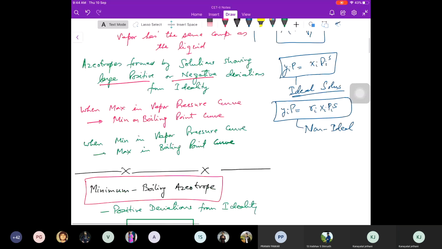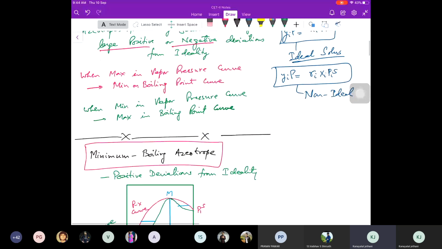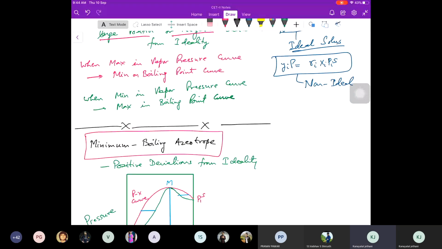So azeotropes are formed by solutions having large positive or negative deviation from ideal. It could be positive or negative, doesn't matter. But it is a very large deviation, that is why azeotrope is formed. So when we have a maximum in the vapor pressure curve, which we plotted, partial pressure versus X, one was convex, one was concave, right? When you have a maximum in the vapor pressure curve, it is called a minimum boiling point curve.